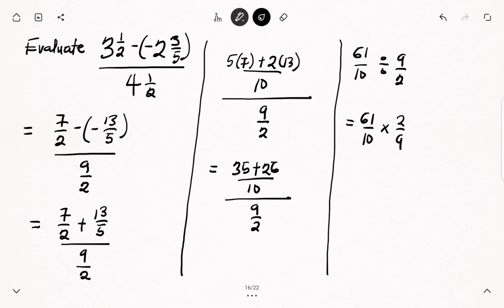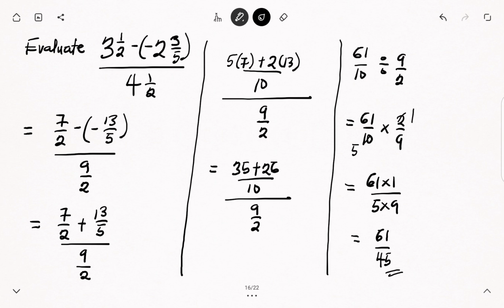So from here, we can see that 2 will go into itself 1, and it will go into 10 5 times. So I now have 61 multiplied by 1 on 5 multiplied by 9. So this is equal to 61 multiplied by 1 will give me 61, and 5 multiplied by 9 will give me 45. So this becomes my answer for this particular expression.